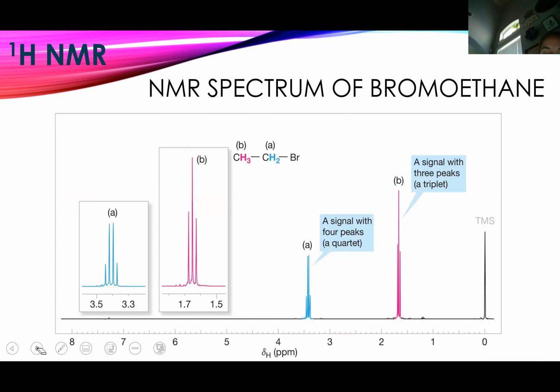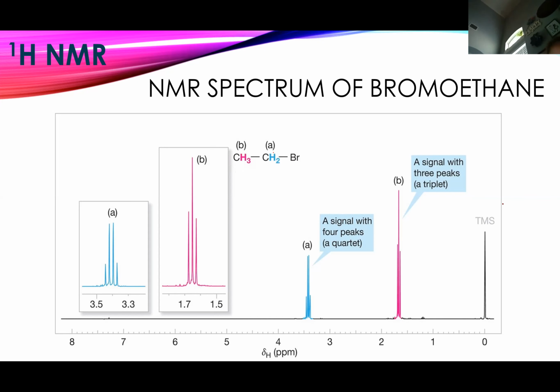Okay, so here's our first NMR spectrum. So this is of bromoethane, and there's a lot of information here. We're going to keep coming back to similar spectra as we learn more information, but for now we're going to look at the number of signals. So in this molecule, we have a CH2 group and we have a CH3 group. These are 2 different types of hydrogens, and so we end up with 2 different signals.